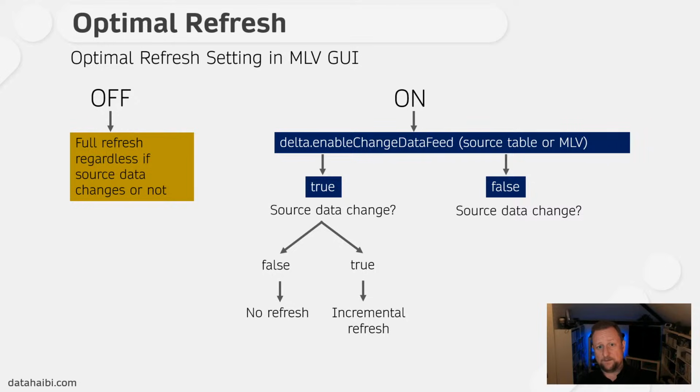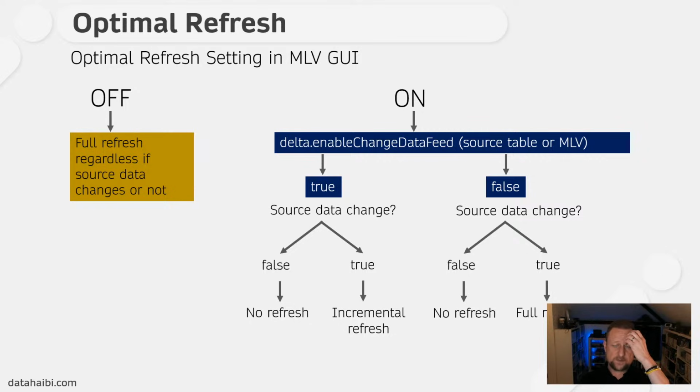If you don't have change data feed enabled, then again, if there's no change to the source data, you don't need to refresh anything. If there is a change, because you're not tracking changes over time, it has to do a full refresh of the source. Now I've tested switching on optimal refresh. I've enabled change data feed on tables, and I get incremental refresh.